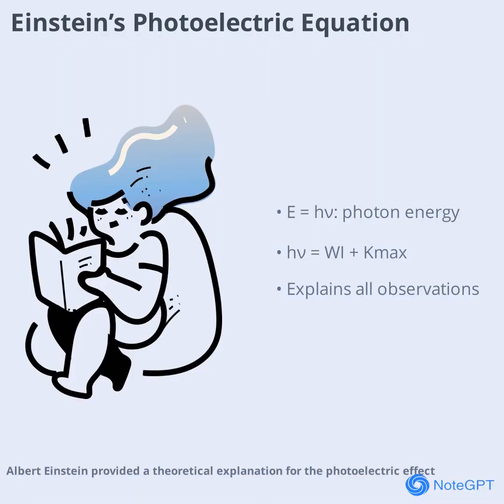Albert Einstein provided a theoretical explanation for the photoelectric effect, for which he won the Nobel Prize. He proposed that light consists of photons, each carrying energy E equals h nu, where h is Planck's constant and nu is the frequency.